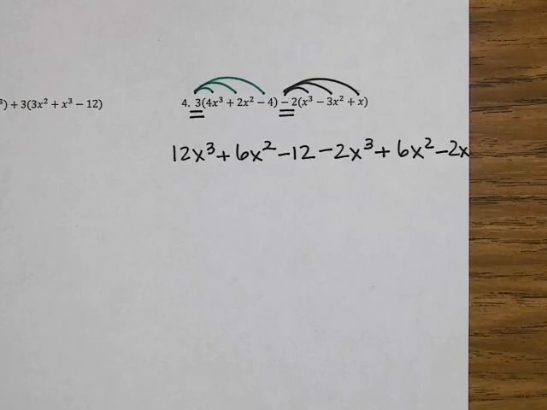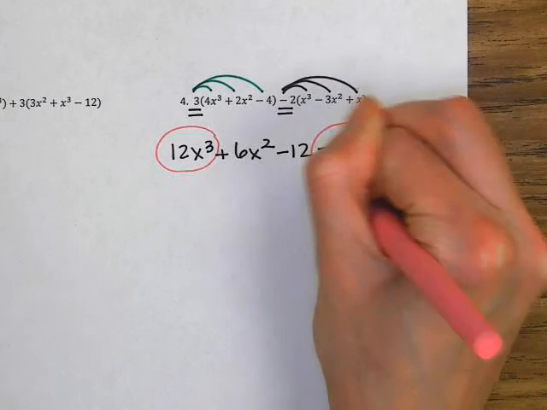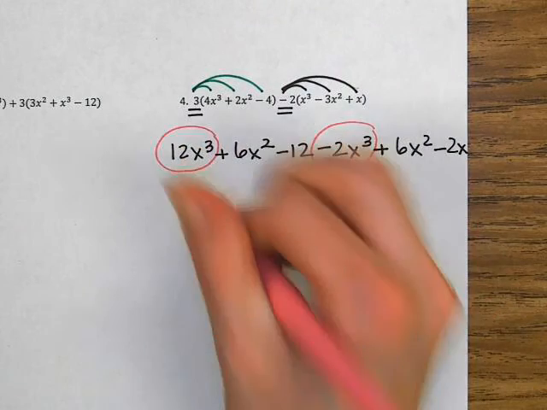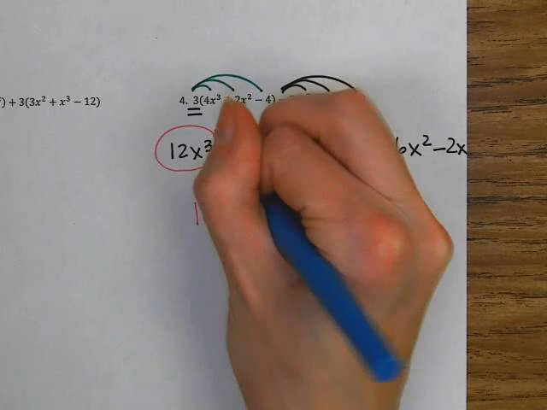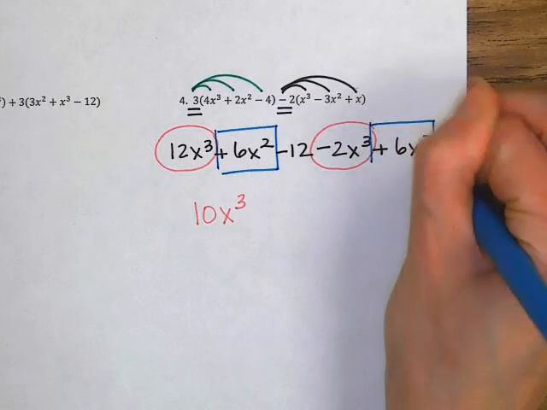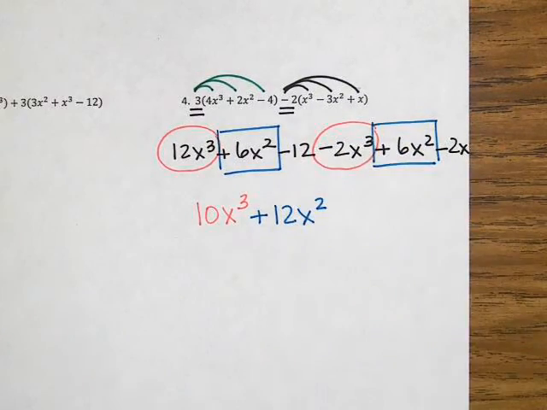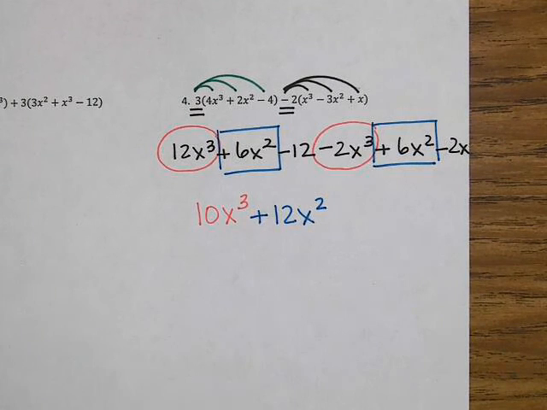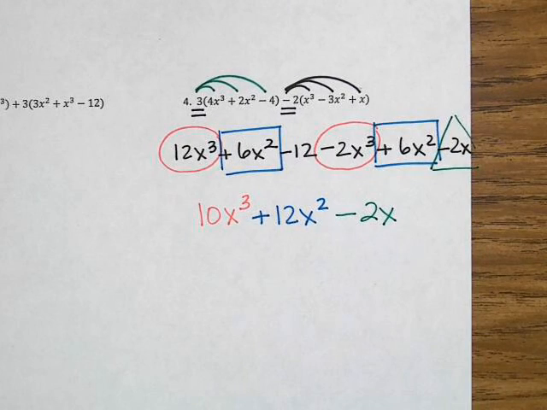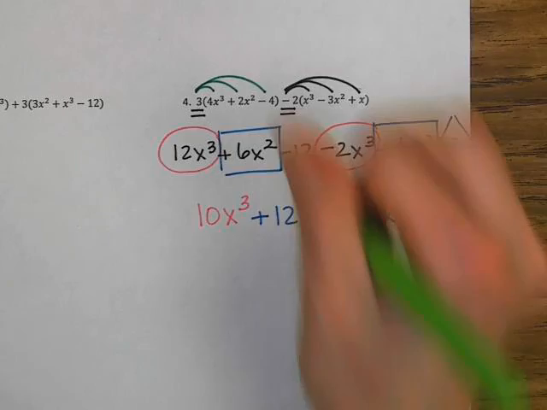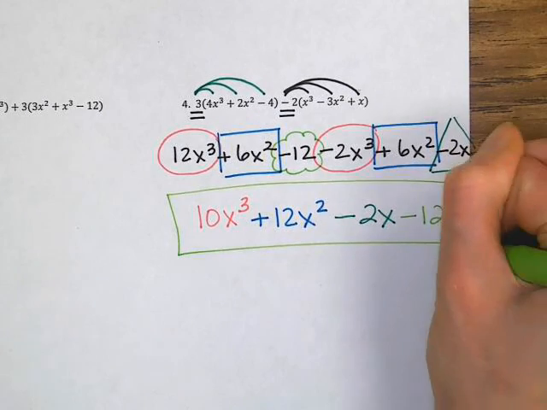Okay, same thing. Get all of the like terms together. So if I add all the x cubes, we're going to have 12 minus 2. We're going to have 10 of the x cubes. And then let's get all the x squareds. We got 6 and 6. So 6 plus 6 is 12 of the x squareds. And then let's get all the single x's. And there's only one here, so we're just going to drop it down. Minus 2x. And then to finish it off, we have one constant only, so we're going to drop down the minus 12.